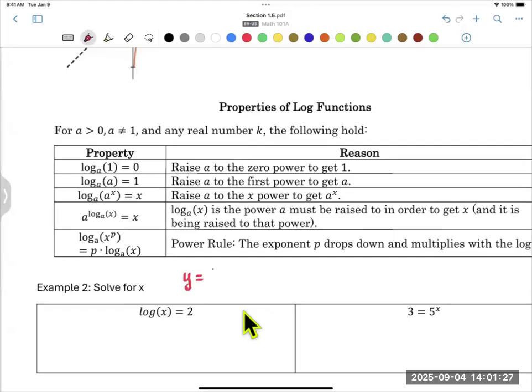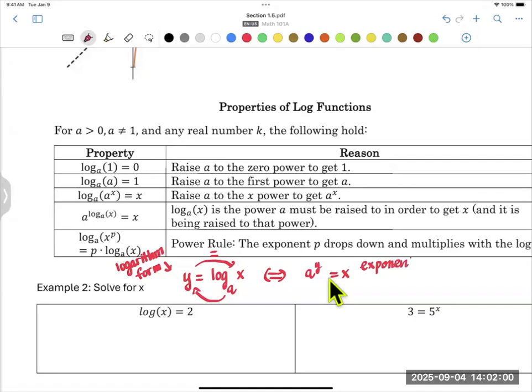y equals log base a of x. This is actually equivalent to a to the power y equals x. So the two are equivalent, and you can write back and forth. This is the logarithm form, and this is the exponential form. All right, so now let's take a look at how we use that to solve an equation.